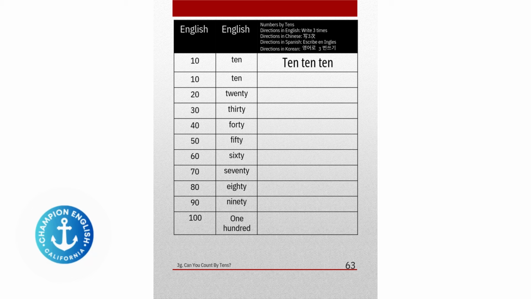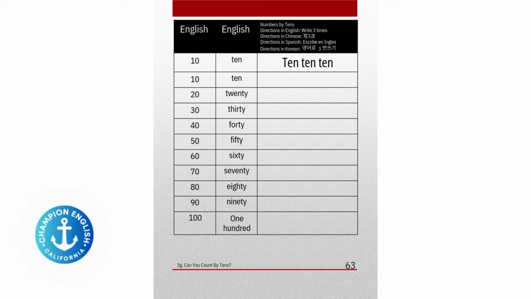Okay, now that you have translated those numbers, you can begin to see that we have a system here. First, we learn the alphabet. Then we learn the phonics and how to pronounce words together. Then we learn our numbers. So we're still working on our numbers 10 through 20 to 100. And we're going to write each number by tens 3 times.